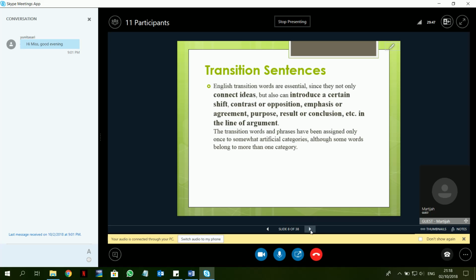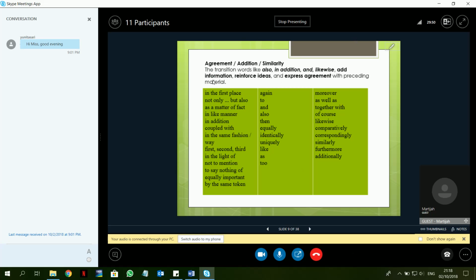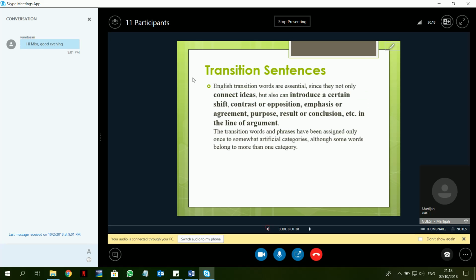Nah, I have some examples of transition words. First, this is about agreement, addition, or similarity. So, when we read and we find a transition word, some transition words have each mode. Jadi setiap transisi itu ada mode-modenya. Mode, ya. Nah, mode yang di sini itu yang pertama yang kita pelajari adalah tentang connecting.